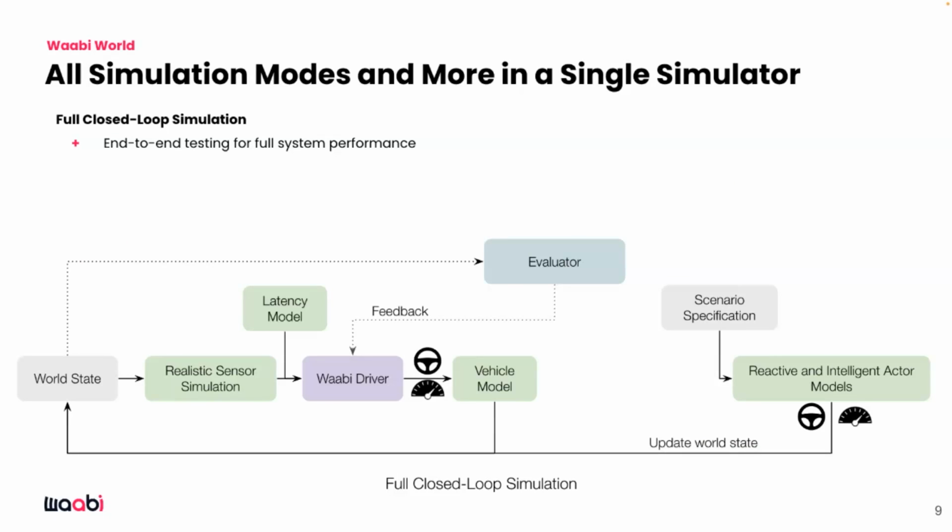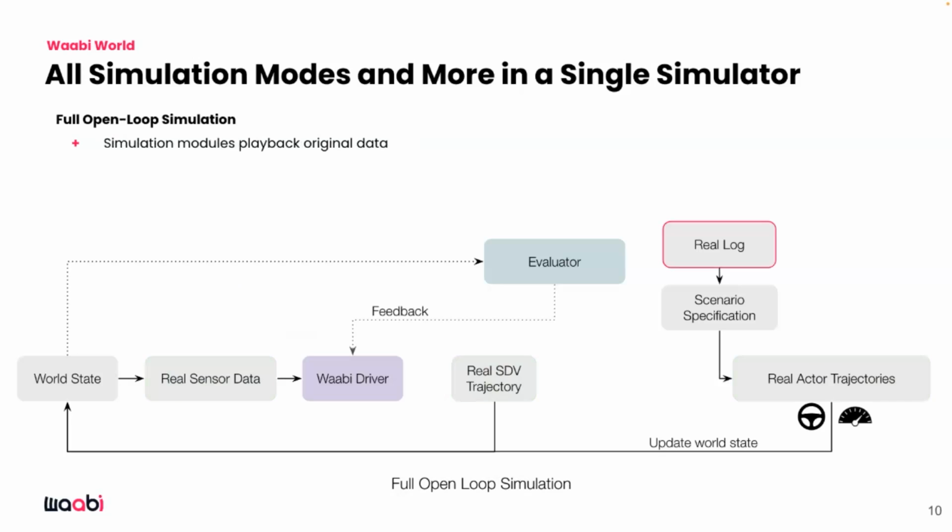The next couple of slides are just to show that if you have the framework of a full closed-loop evaluation system, you can do a lot of the simulation modes that we talked about in the previous slides. So for example, here, this is the same diagram, but now we replace the sensor simulation model and the behavior models with the original data from the log. At each time step, you can replay the sensor data and the actor trajectories that you have from the log into the autonomy system and see how it performs, and then run the same evaluation system.